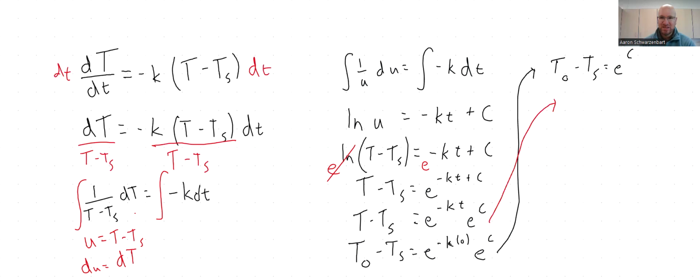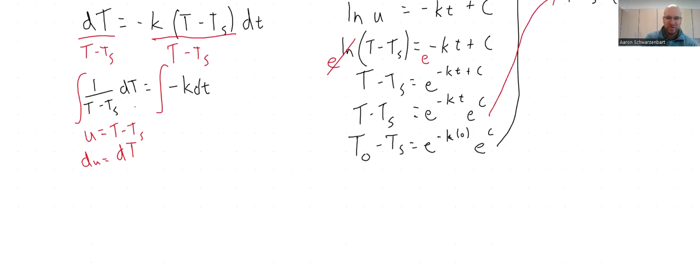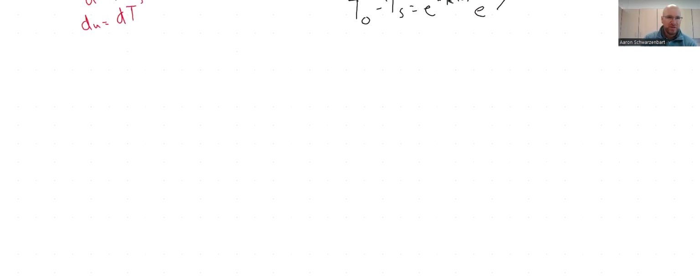So T minus T sub s equals, I'm right now substituting T0 minus T sub s for e to the c into the equation I pulled down. And that is Newton's law of cooling. So I'll write it up above here. Then we're going to solve a problem with it.